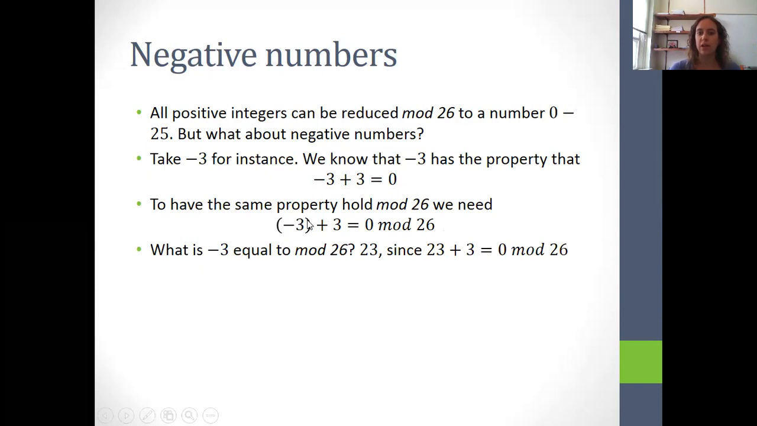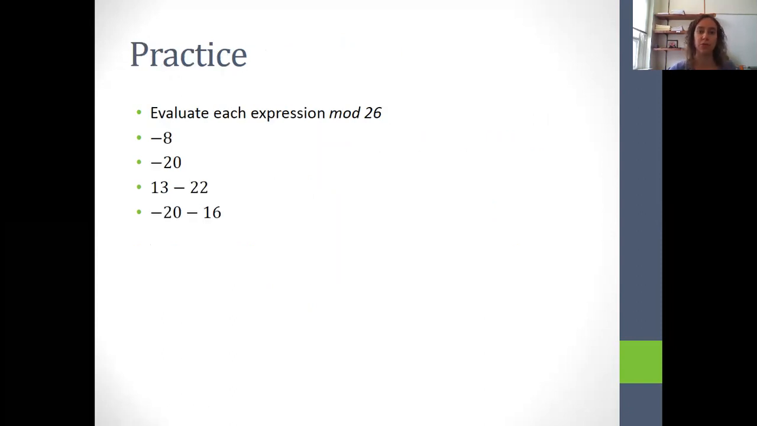Well, if you think about it, if you put a 23 here, 23 plus 3 is equal to 26, but that's outside of our range. So we would subtract 26 to get back down to 0, which is in our range. So 23 plus 3 is equal to 0, mod 26. And that means that negative 3 and positive 23 are equivalent, or they're equal, mod 26. All right. So again, more practice that you're going to do in your quiz.